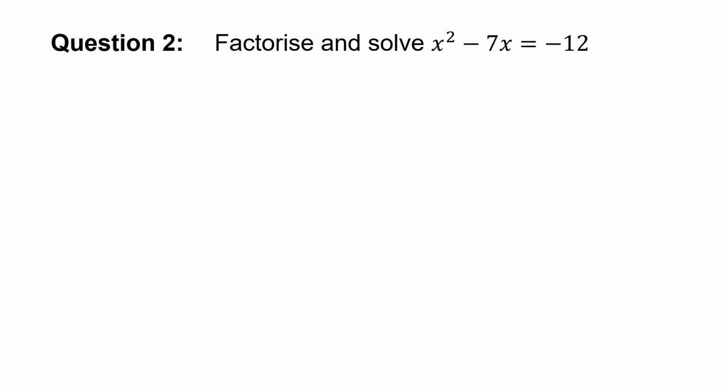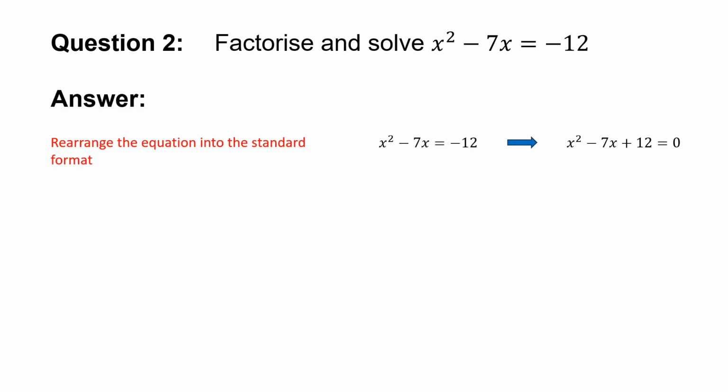So again, hopefully you managed to get through the steps and solve this particular question. How are we going to go about answering this? Well, unlike the previous example, in this one, we need to do a little bit of rearranging first. So we want to get everything on the left-hand side and then set it equal to 0. So what we need to do here is move the minus 12 across as a plus 12, and then we can set it equal to 0.